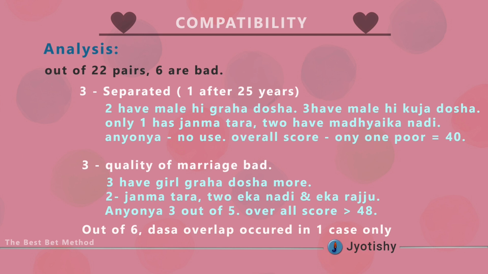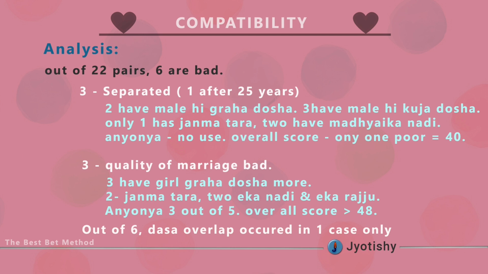In 3 separated cases, one has Janmatara, which invariably means they have same Nadi and mostly same Raju. And then 2 have Madhyeka Nadi. Anyonya doesn't indicate anything. The overall score only in one case it is poor, it is 40, otherwise it is 50 or greater. Out of the 3 where marriage quality is bad, the girl's Grahadosha is more. Also, 2 have Janmatara, 2 have Ekanadi and Ekaraju.